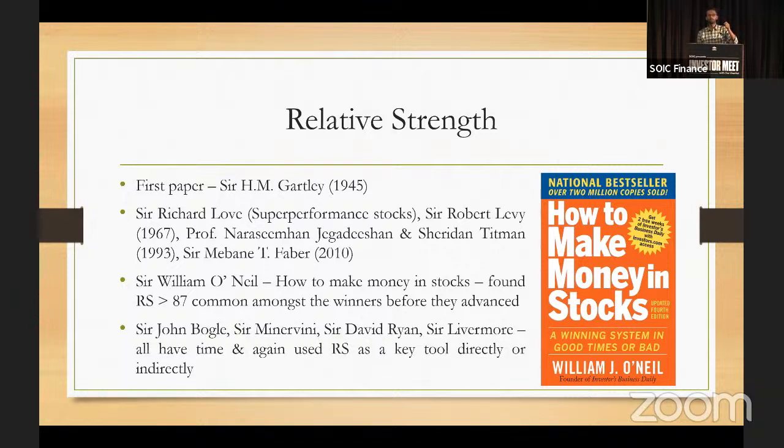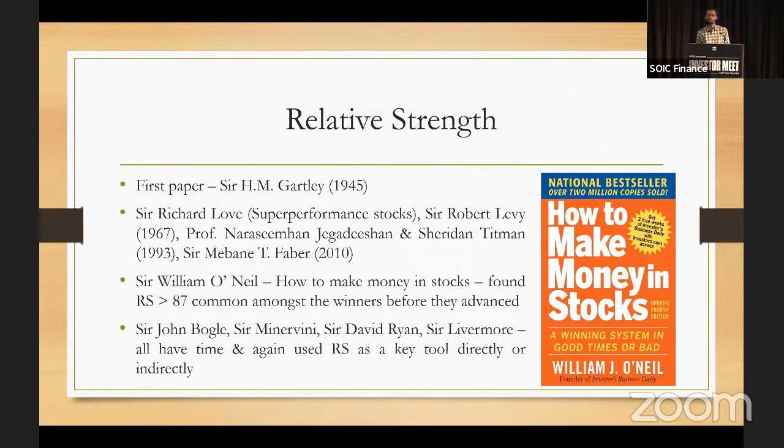Immediately, if any new name enters the list, you will be aware: okay, now it has started performing better than the market. Same was the example with Mazagon Dock or Cochin Shipyard. So GRSE, GE Shipping, they started coming up in this list, performing better than the benchmark. And you can read about it in one of the wonderful books written by Sir Richard Love, Super Performance Stocks. I think chapter number 7 is on RS.